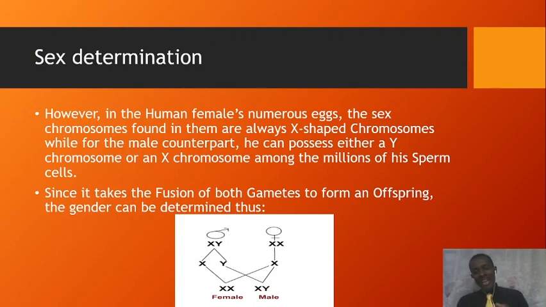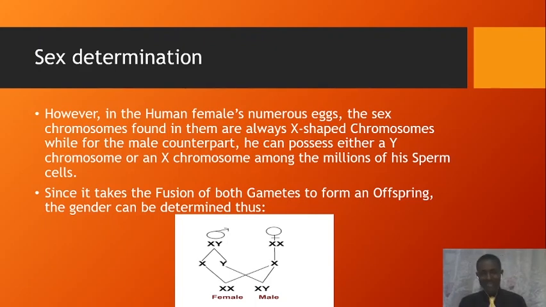Now, when the sperm mixes with the fluids that come out from the reproductive system, it is called the semen. So in a single ejaculation of semen, there are millions of spermatozoans. Now, in those spermatozoans, you can either have an X sex chromosome or a Y sex chromosome.